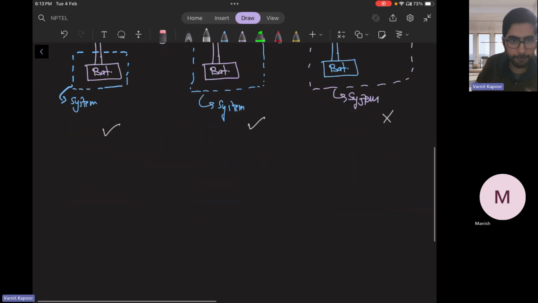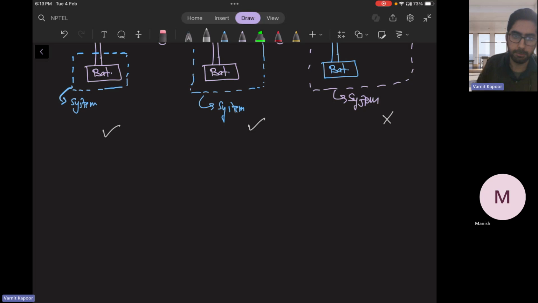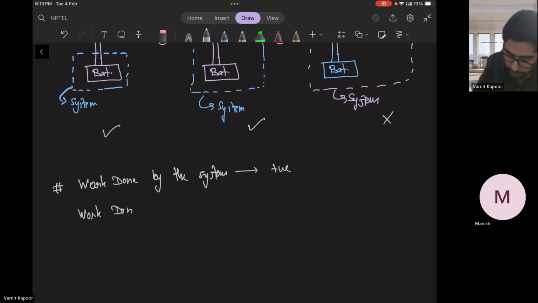We will take a convention that if work is done by the system, we will generally say it is positive in nature. If work is done on the system, then we'll take it as negative. So the point here is that work done by the system is considered as positive, and work done on the system is considered as negative.